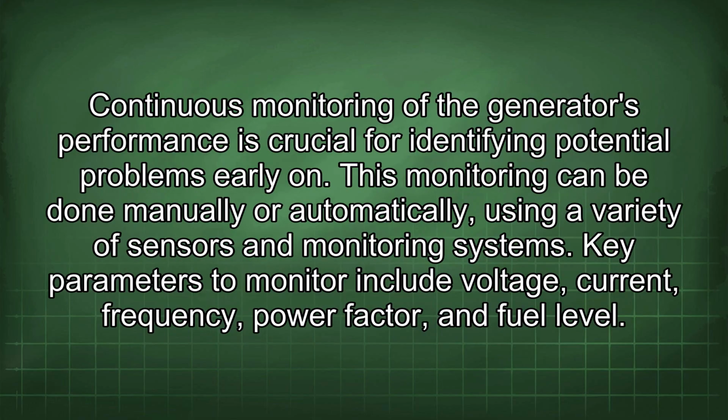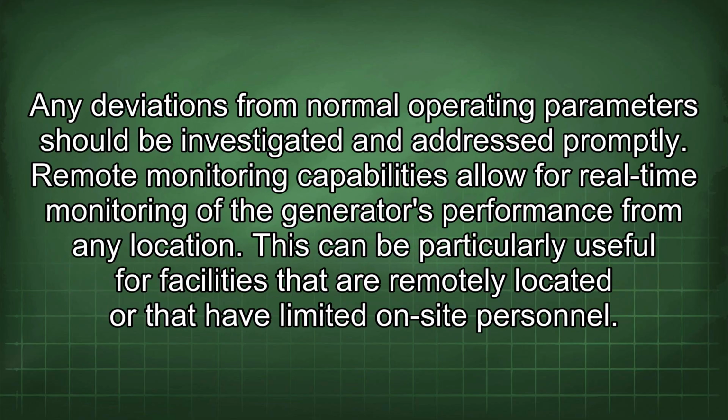Continuous monitoring of the generator's performance is crucial for identifying potential problems early on. This monitoring can be done manually or automatically, using a variety of sensors and monitoring systems. Key parameters to monitor include voltage, current, frequency, power factor, and fuel level. Any deviations from normal operating parameters should be investigated and addressed promptly.